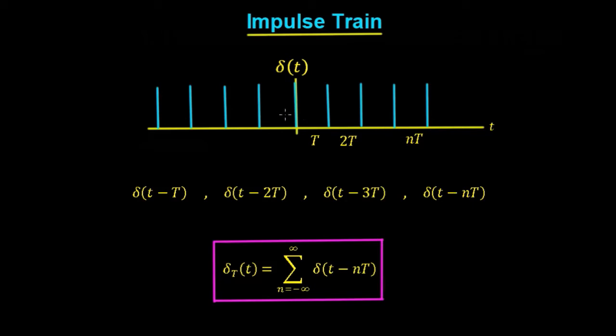So if we wanted to represent this impulse train as a function, we would simply have to add up all of the individual impulses. So this is the function we end up with here. It's going to be the sum from n equals minus infinity to plus infinity of delta of t minus nT, and this is going to be our impulse train, which we'll call delta sub T of t. Now I've got that small subscript T there, it's just telling us that it's a time-based impulse train.